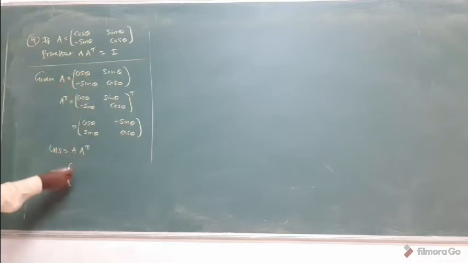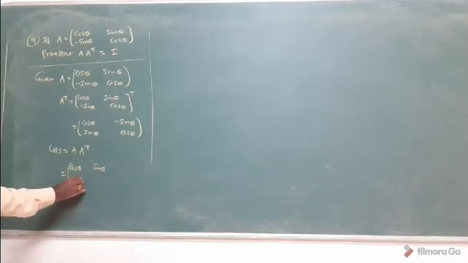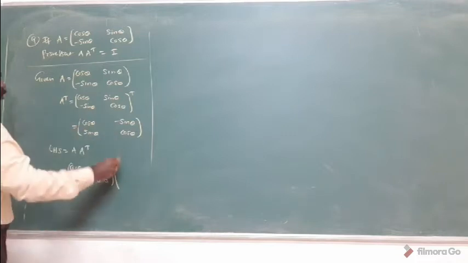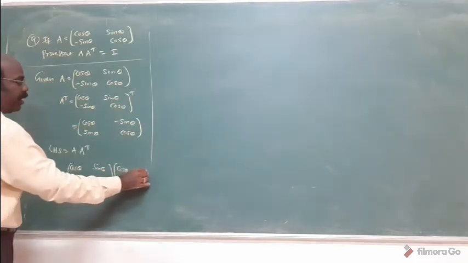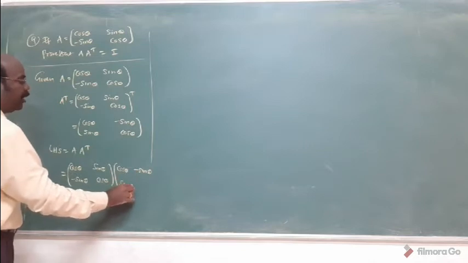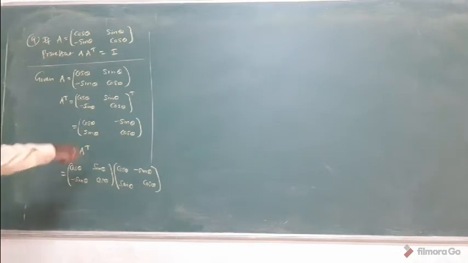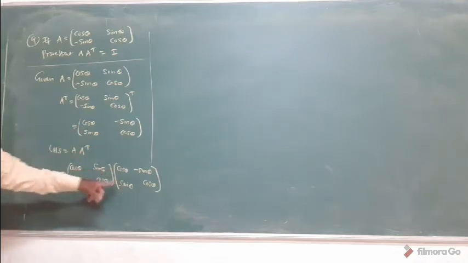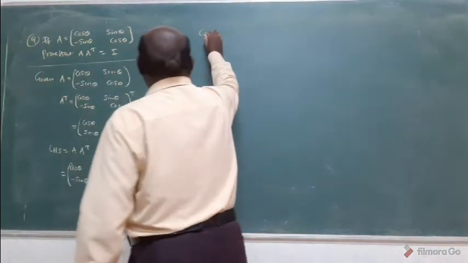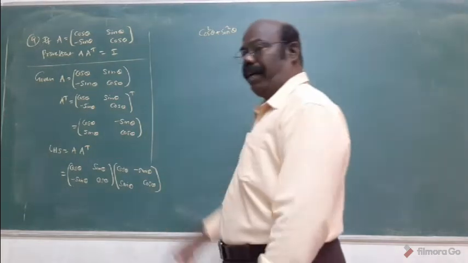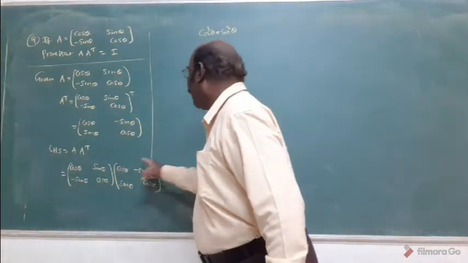A is cos theta, sin theta, minus sin theta, cos theta, into A transpose, which is cos theta, minus sin theta, sin theta, cos theta. Am I right? Now, first row, first column: cos into cos, cos square, plus sin into sin, sin square. First column over.